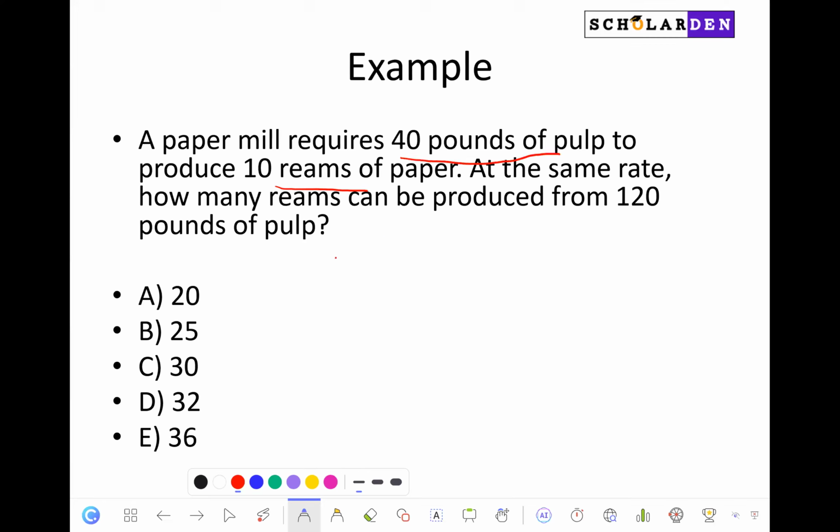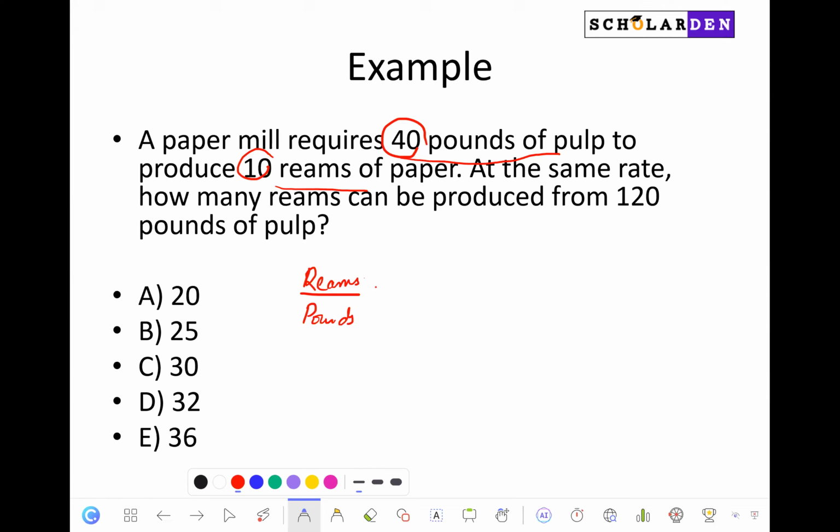What we are supposed to find out is how many reams can be produced from 120 pounds of pulp. So first of all, what is the first thing? The first thing is how many reams are produced per pound of pulp. Let's look at the units themselves. We've got the reams of paper over the pounds of pulp. This is the basic unit that we are going to be working on.